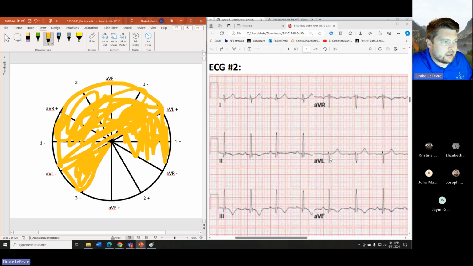AVL, is the QRS complex negative or positive on AVL? Negative. Negative. So we identify AVL, find the line that's perpendicular. This side is positive, this side is negative. AVL is negative. So we shade out the positive.